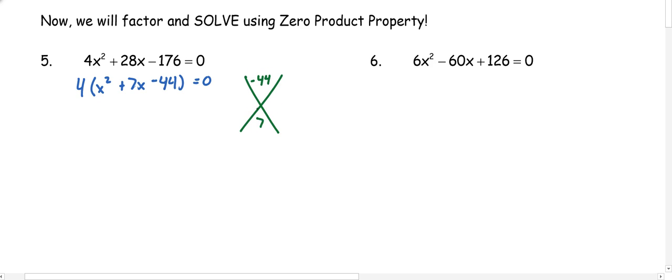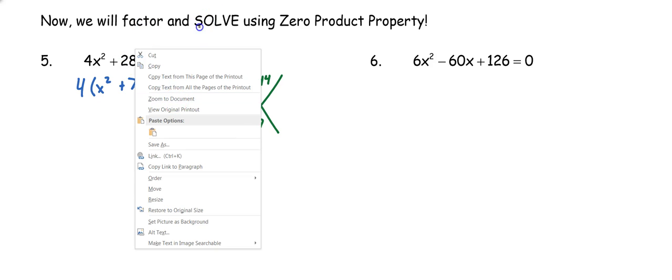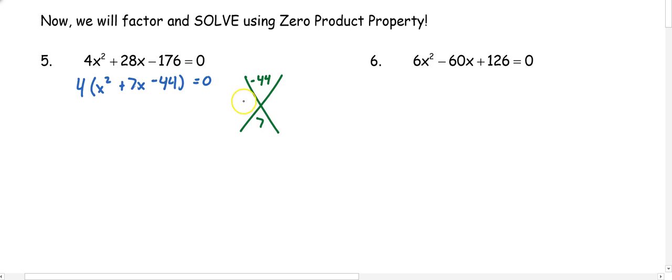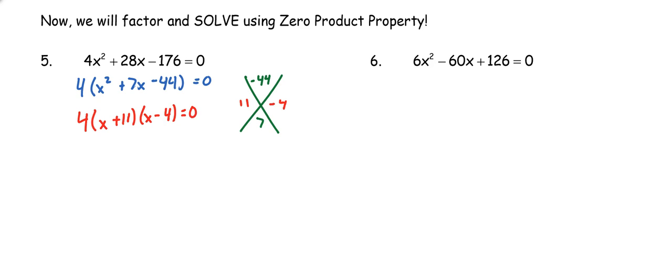So what multiplies to negative 44 and adds to positive 7? If I'm multiplying to a negative number, I need one of each sign. So 11 and 4, the only thing I need to figure out is which one is going to be negative. If I'm adding to a positive number, my bigger number is going to be positive. So we have 11 and negative 4. So I get 4 times x plus 11 and x minus 4 equals 0.